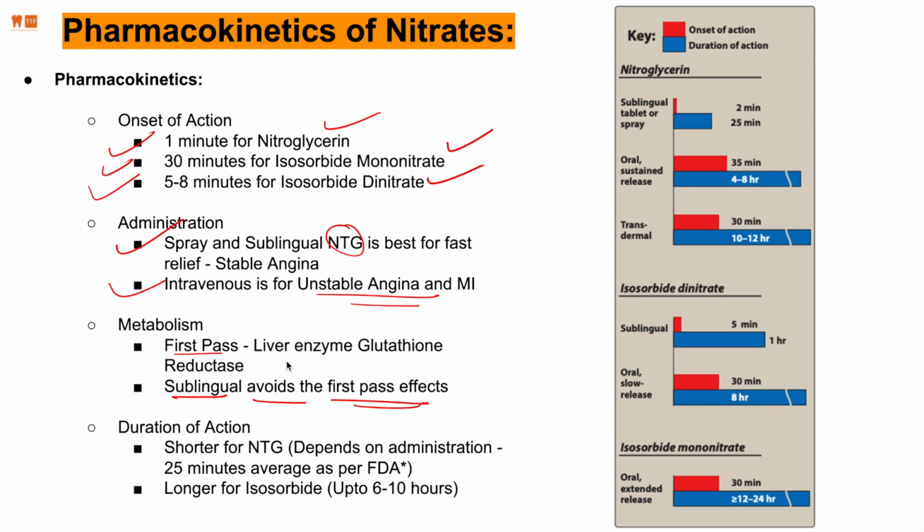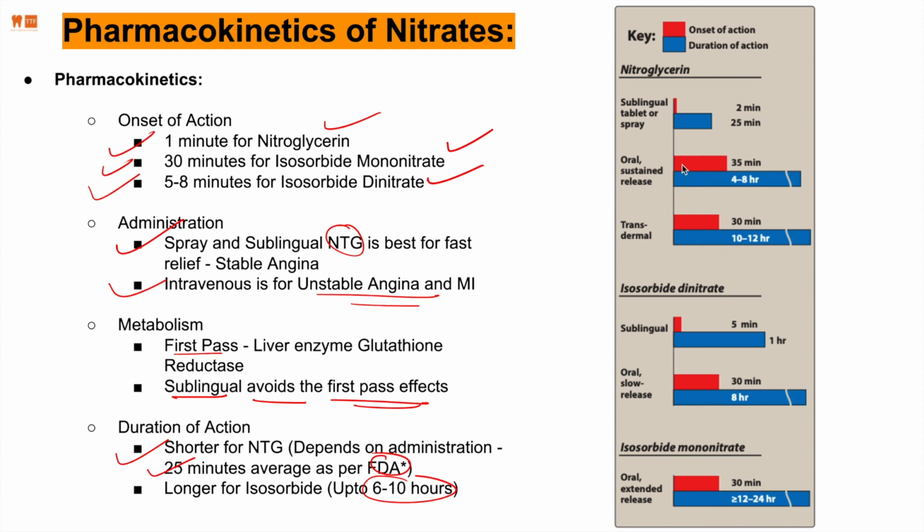And the duration of action. Duration of action is shorter for nitroglycerin. It depends on the administration. However, an article of the FDA suggests that an average of 25 minutes is the duration of action. The effects of nitroglycerin will last for 25 minutes. But it's longer for isosorbide, up to 6 to 10 hours.